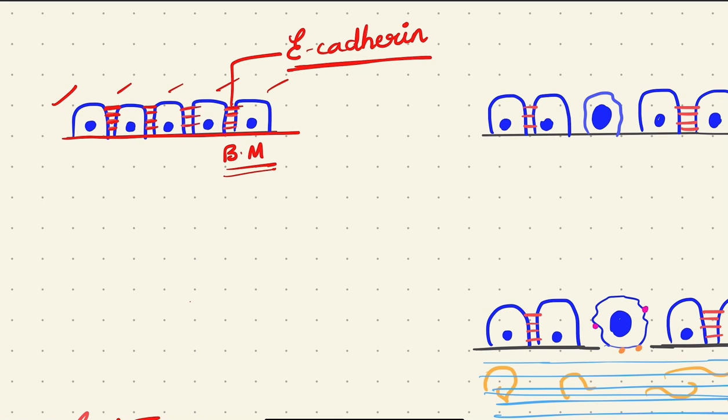They stick to one another closely and they do not move away from one another. This is a very important characteristic feature of a normal epithelial cell.